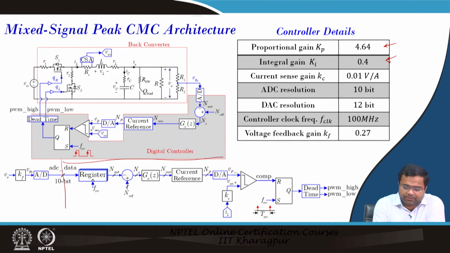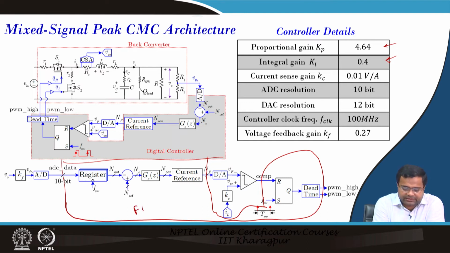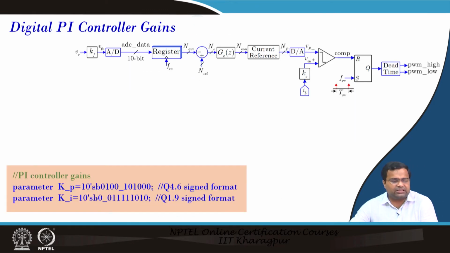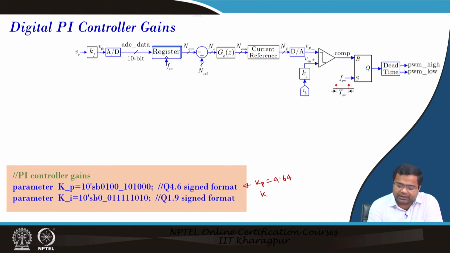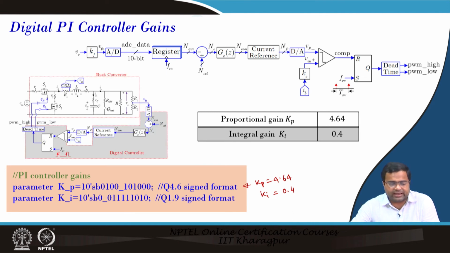Up to this point, we have in the FPGA this comparator output going to this block. It is the part we kept inside the FPGA digital implementation. Now, for the digital PI controller, we have used Kp equal to 4.64 and Ki equal to 0.4.